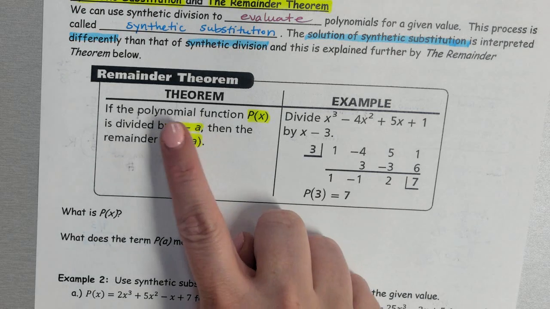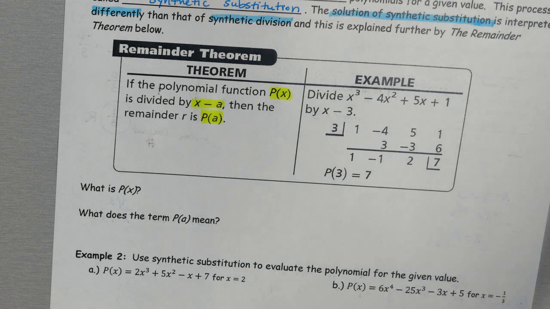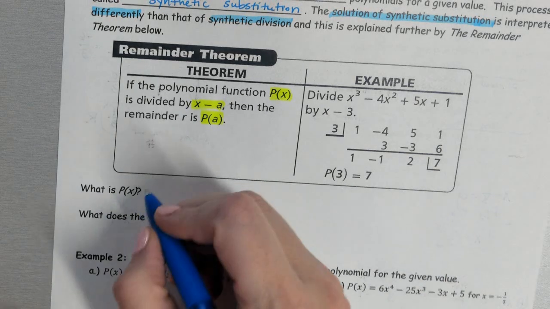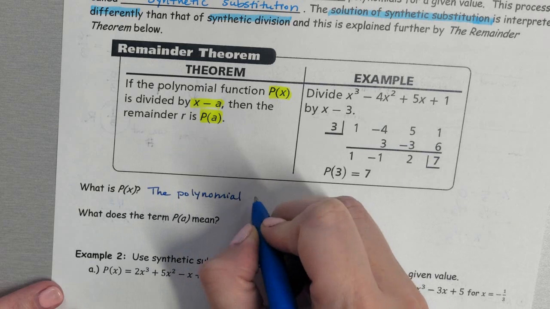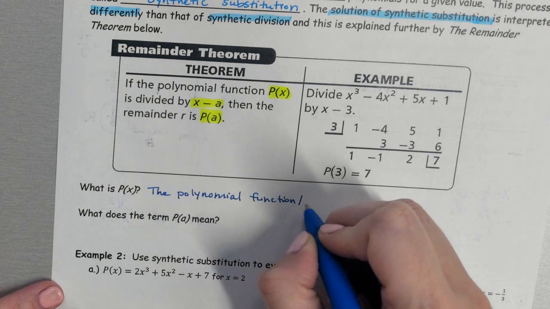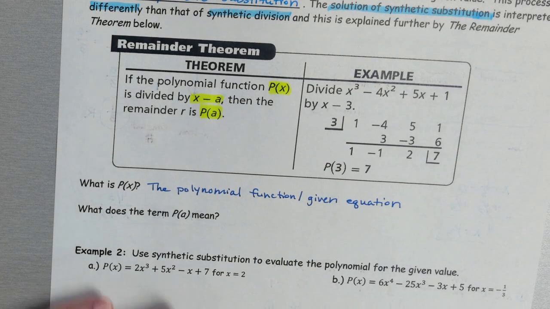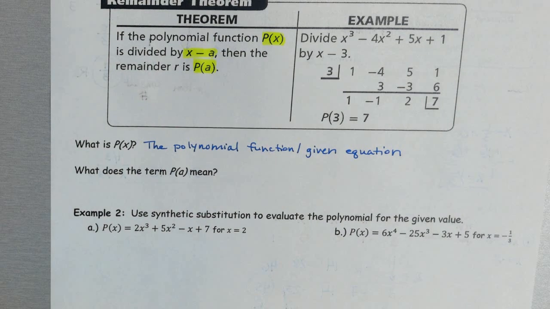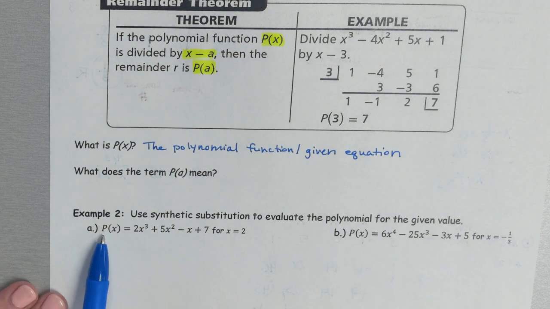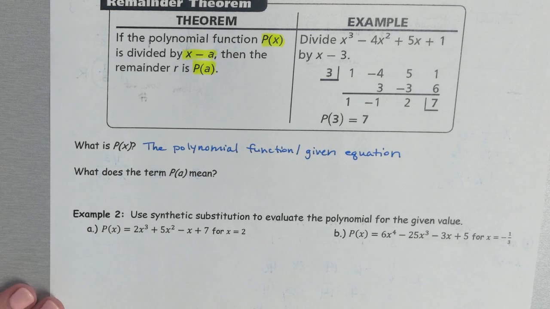So the first thing is it says if the polynomial function p of x. Okay, so what is p of x? It really just is your polynomial function, which we can think about as our given equation. So p of x is just that polynomial function, that given equation. And if you sneak down to part A, you can see p of x equals 2x cubed plus 5x squared minus x plus 7. That's your p of x. Okay, so that's the polynomial function, the given equation.